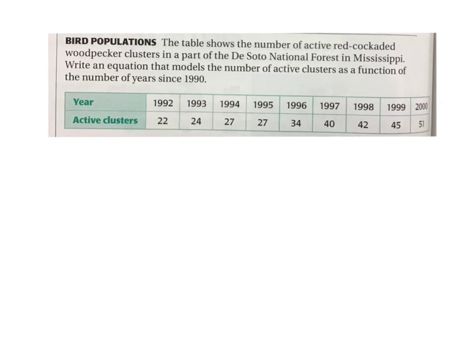All right, so this is example 3 for your journals. The table shows the number of active red cockaded woodpecker clusters in part of the DeSoto National Forest in Mississippi. Write an equation that models the number of active clusters as a function of the number of years since 1990. When they tell you that, that means the clusters is on the Y line and the years is on the X line. So when you're doing your graphing, draw your line.